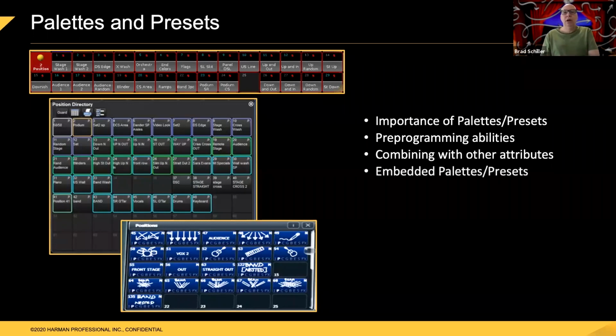Another cool feature on a lot of consoles is called embedded palettes or presets. And this is where one preset or palette can actually have others contained within it. So where I said that palettes and presets are references to data, you can make a special one that's embedded that references other reference palettes.